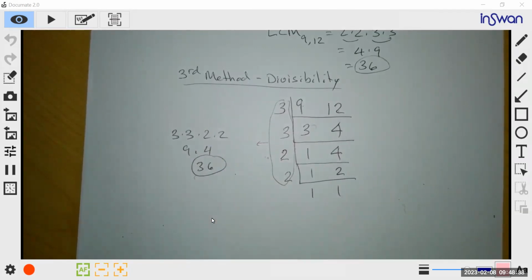So which one of the three methods do y'all like the best? The first one, the multiple one? Let's try one with 3 numbers.